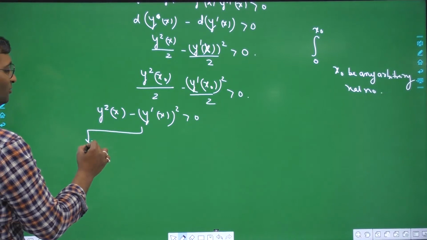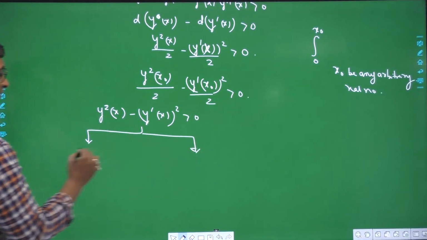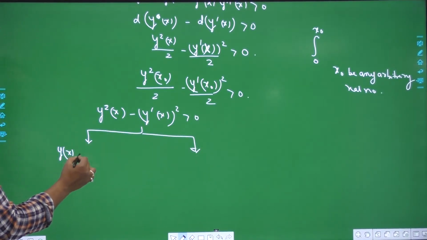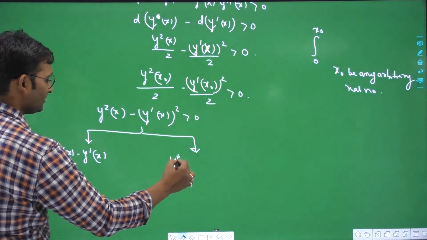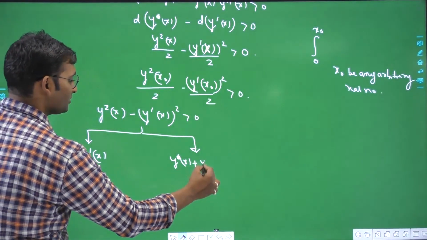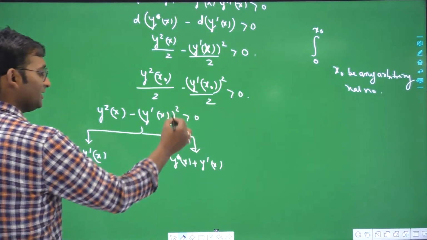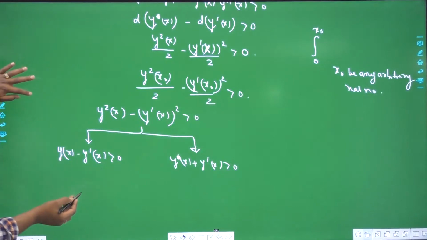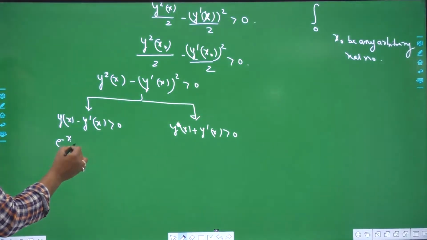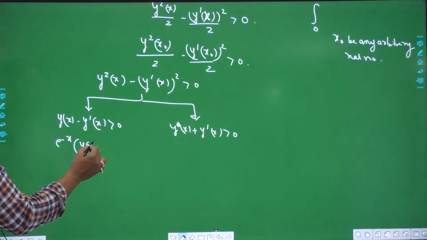So you could have made two cases from here. One case can be y(x) minus y'(x), and one case can be y(x) plus y'(x), because if you multiply these two, you will get this. So if both are positive and if both are negative, this can be the case. If you multiply with e to the power minus x, what will you get?